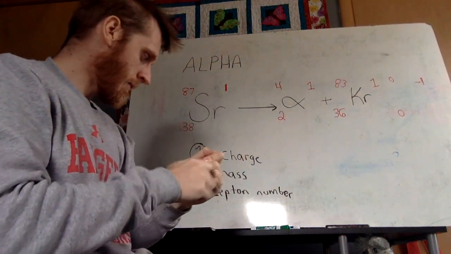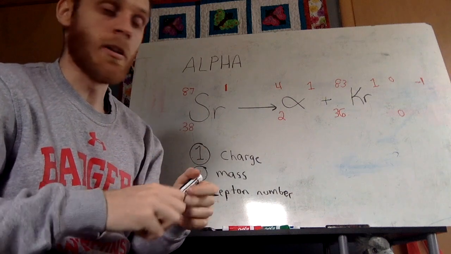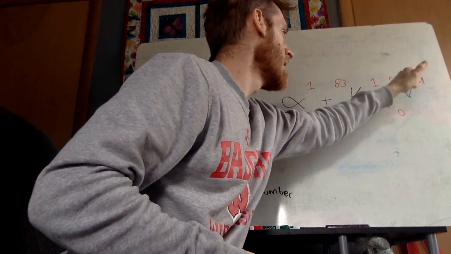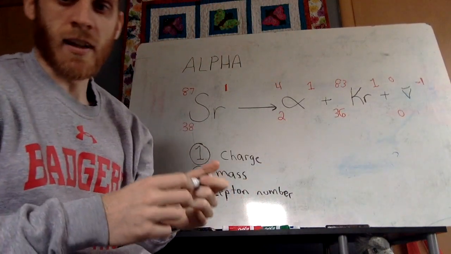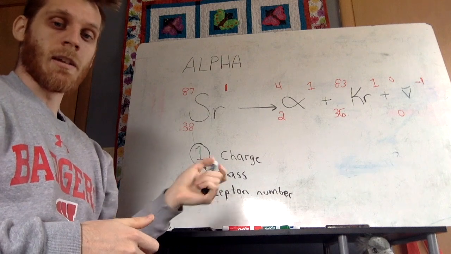We're going to add in a particle that has a mass of 0, a charge of 0, and a lepton number of -1. The only particle that matches that is an anti-neutrino, which is that symbol right there. So now everything's balanced. The charge is balanced, the mass is balanced, the lepton number is balanced.